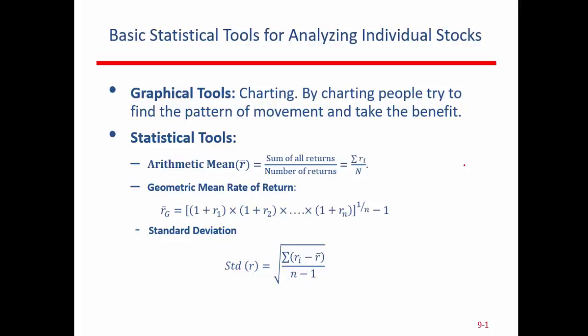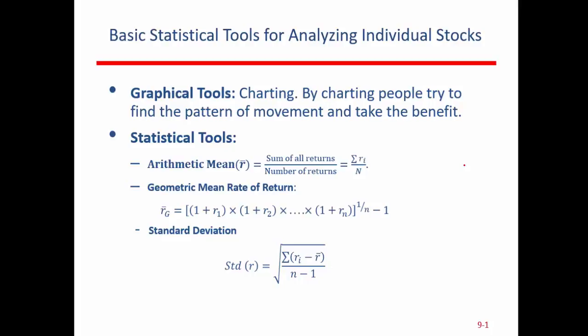There are two kinds of tools people use. One is graphical tools, another one is statistical tools. Graphical tools means people use different graphs and charts to figure out the pattern of price movement. When they figure out the pattern of price movement, they can project the future price movement, and based on their projection, people buy or sell stock.